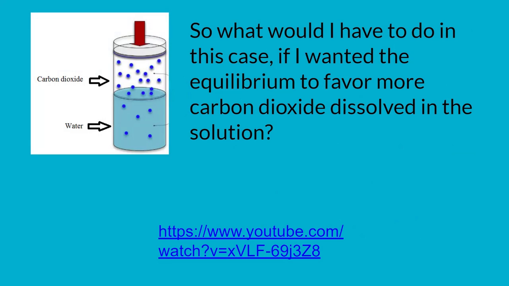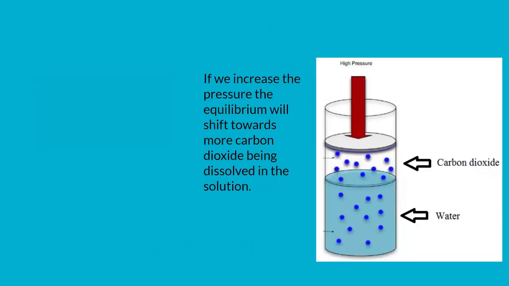If you could guess, I think you would have to push this piston down, right? So see that there's a red arrow at the top of the piston. If you pushed that down and applied more pressure, you could force more carbon dioxide to go into the water. So in this case, this equilibrium would be impacted by pressure.